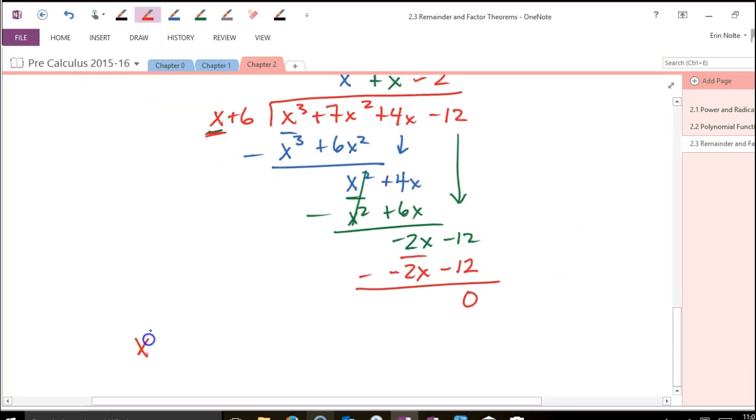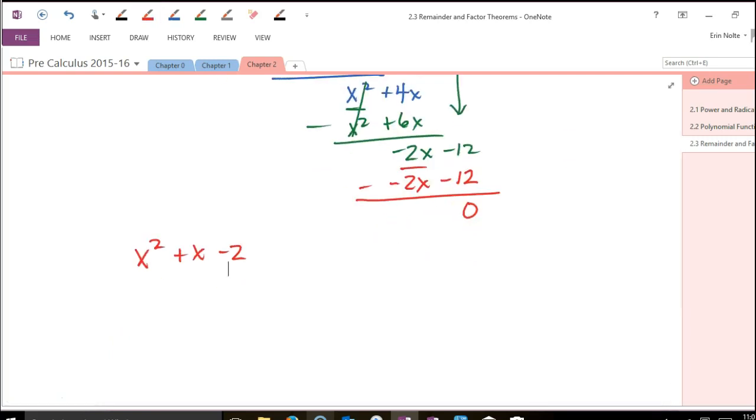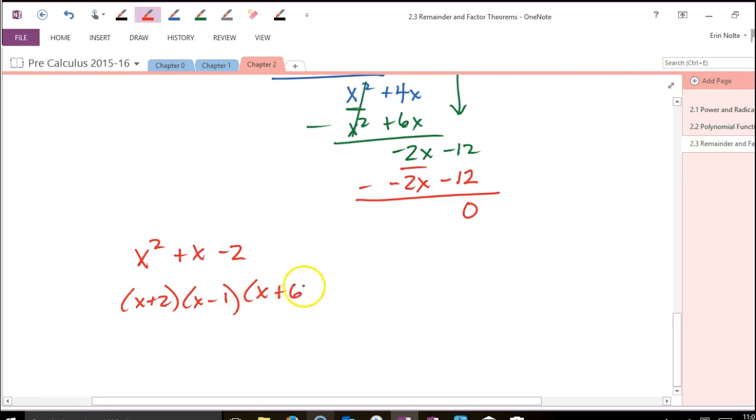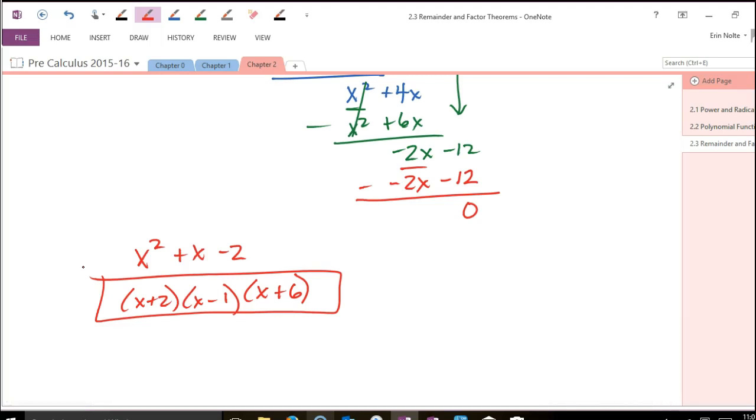So I'm going to take my x squared plus x minus 2 and completely factor it. Oh, I like this easy method on this one. What two numbers multiply to negative 2 and add to positive 1? X plus 2, x minus 1, and then I have to include my original quantity, which was x plus 6. And that is completely factored. If you didn't believe me, you could FOIL that all out and you should get the original polynomial. Perfect.